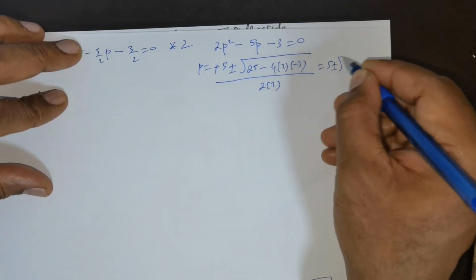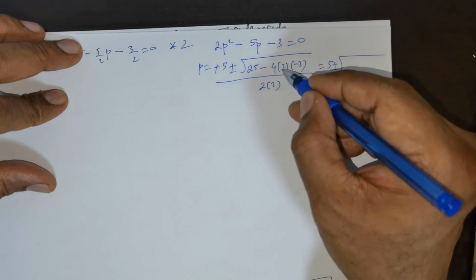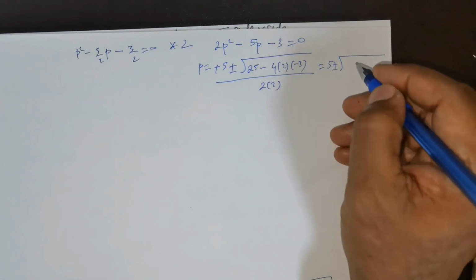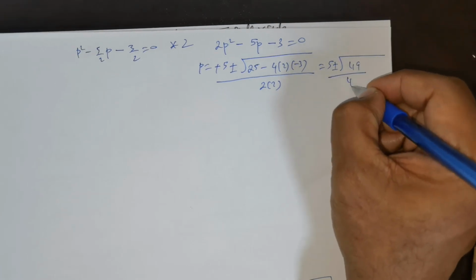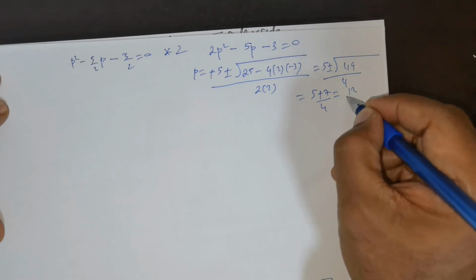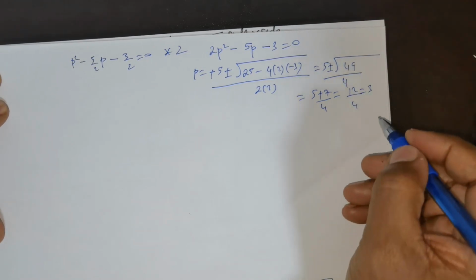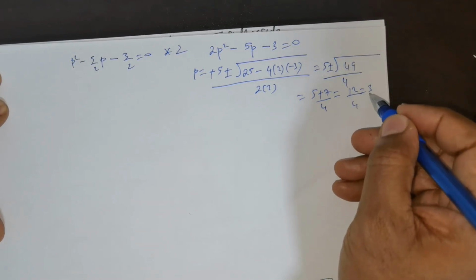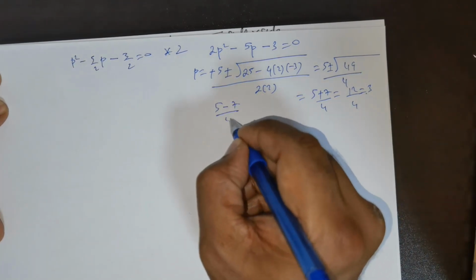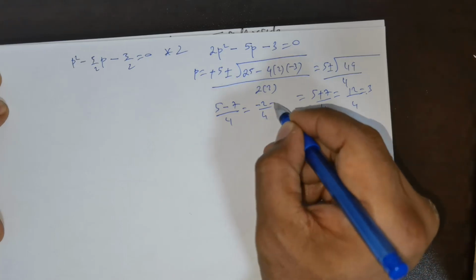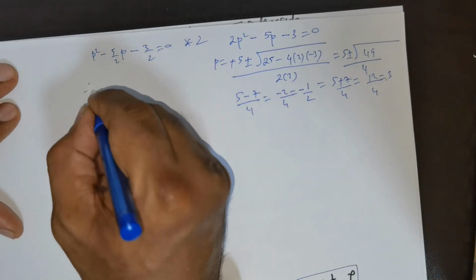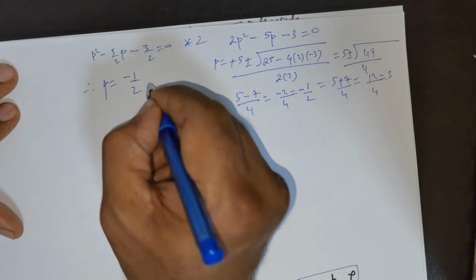This is going to be 5 plus or minus root of 25. 4 times 2 is 8, 8 times 3 is 24. So this is 49, divided by 4. This is going to be 5 plus 7 divided by 4, which is 12 divided by 4, which is 3. So I've got a root as 3. And the next one is going to be 5 minus 7 divided by 4, which is negative 2 over 4, which is negative 1 over 2. So therefore p is equal to negative 1 over 2.